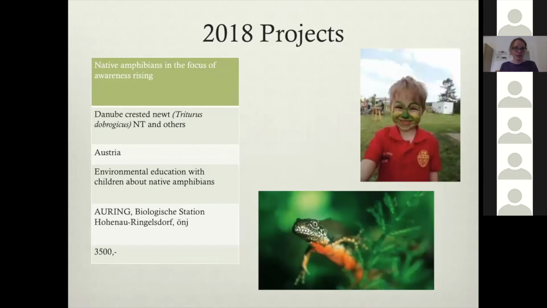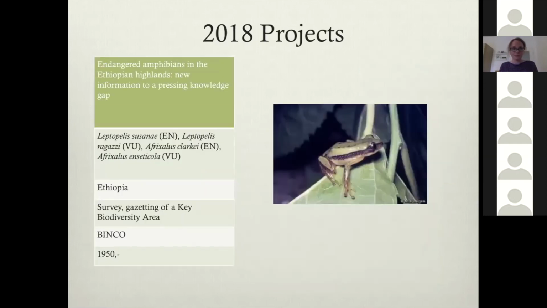This was in Germany, native amphibians in the focus of awareness raising. So that was the Danube crested newt. Sorry, not in Germany, in Austria, of course. And it was environmental education with children about native amphibians. Then we have the endangered amphibians in the Ethiopian highlands, new information to a pressing knowledge gap. So a couple of different species in Ethiopia, and they did surveys and used the information to inform a key biodiversity area, a new one.